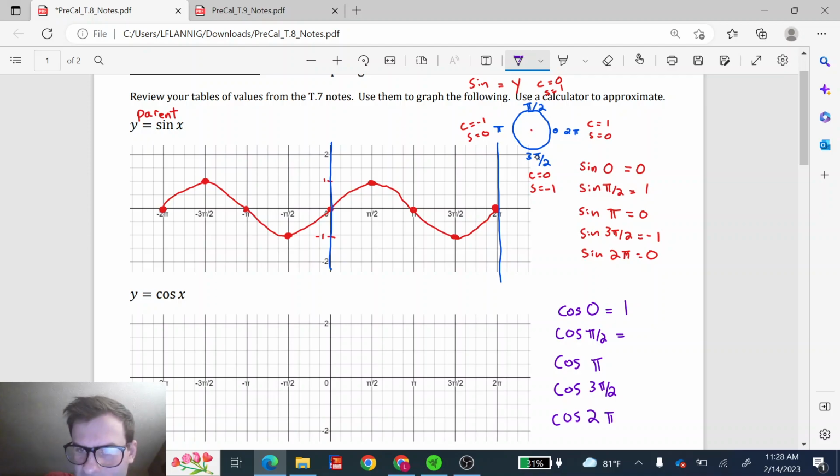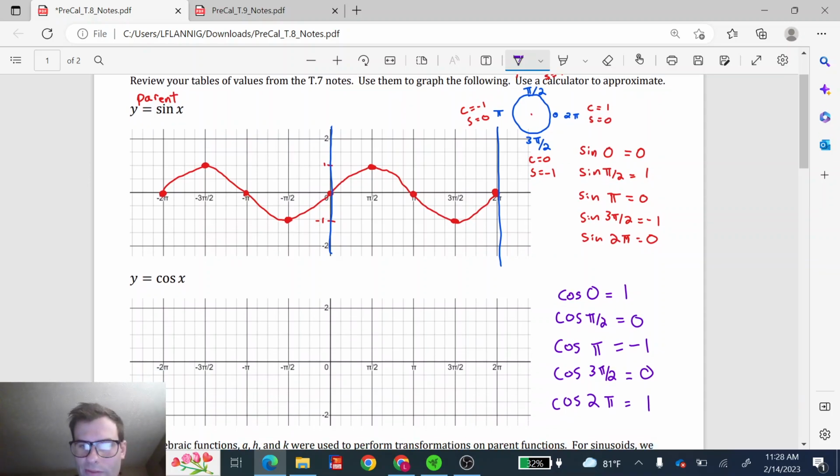Now we can see right here that cosine of pi over 2 is 0, cosine of pi is -1, cosine of 3 pi over 2 is 0, and then cosine of 2 pi is 1. So we're going to graph those the same way we did here. So we have cosine 0. This time it's actually at 1 and not at 0, so it doesn't start at 0 like the sine function does. So it's going to start right here.